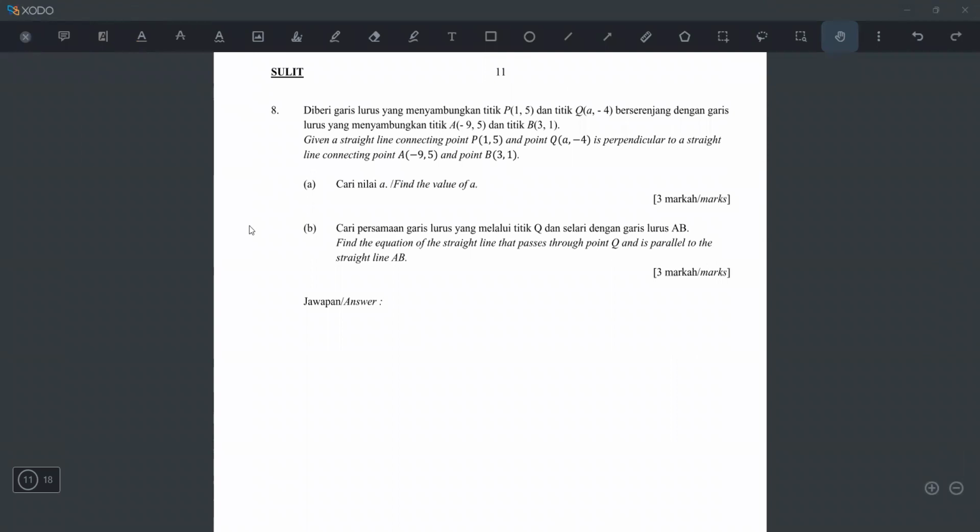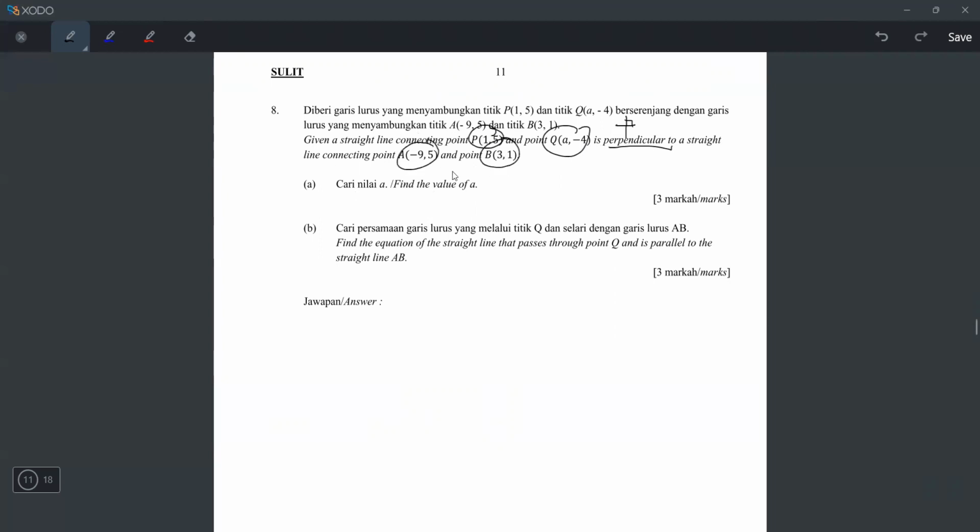Okay, let's go with question number 8. Given a straight line connecting this and this is, oh wait, perpendicular means what? It means 90 degrees, right? So the line connecting P and Q is perpendicular to the line connecting A and B. Find the value of a. I think this one I have to draw it lah, or else it's very hard to imagine, right? So I will just draw it out. But it's okay if you don't want to draw. But I just want to draw it.